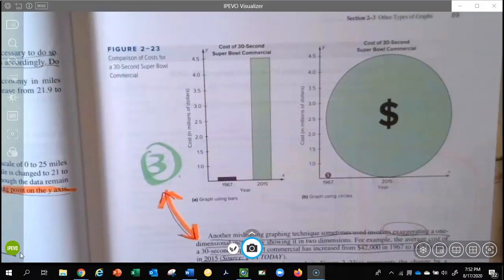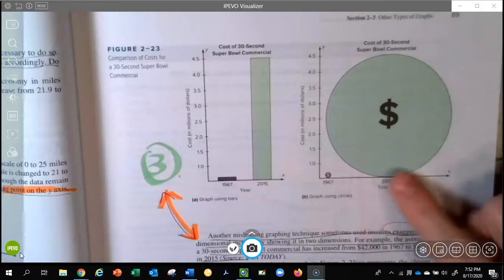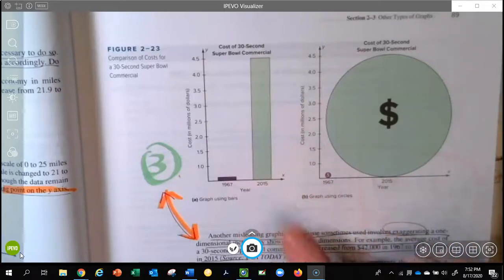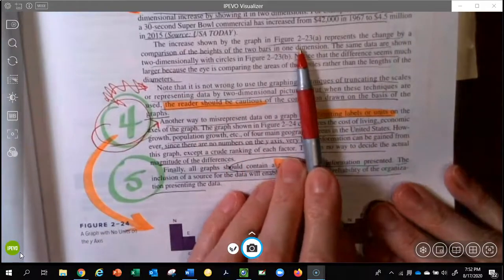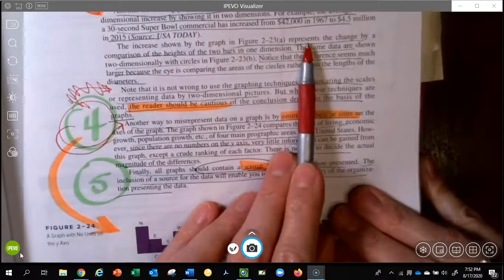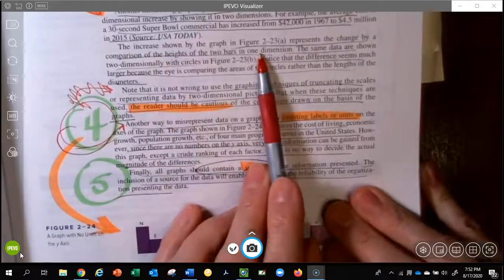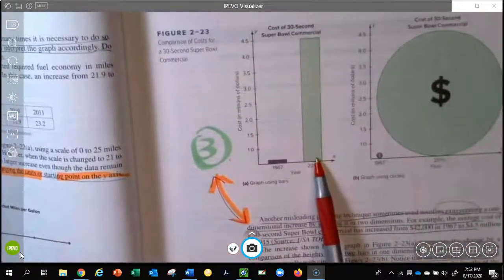I used to say, or I have said, and have heard people say, if it doesn't pass the stink test, don't use it. And this thing looks ridiculous. So don't be ridiculous. Figure 2-23 represents the change in the comparison by the heights of the 2 bars, and it's in 1 dimension. We're talking height.